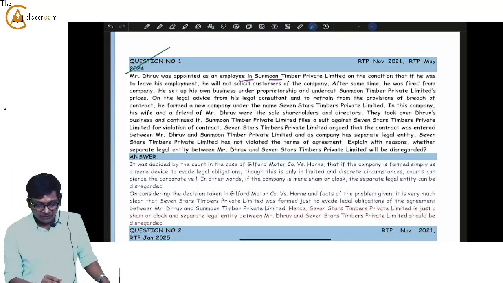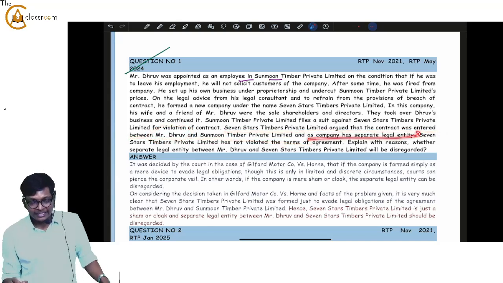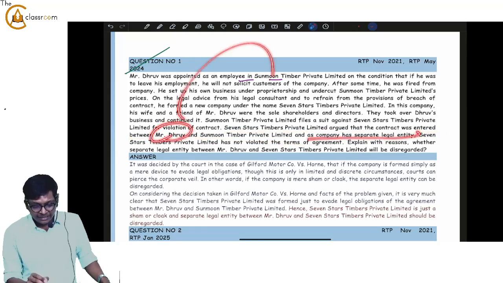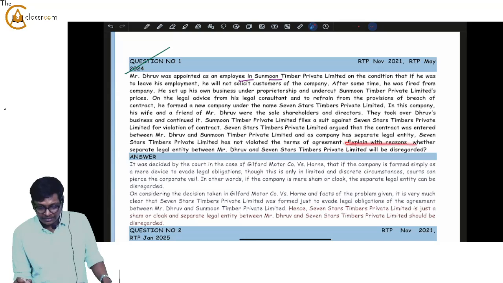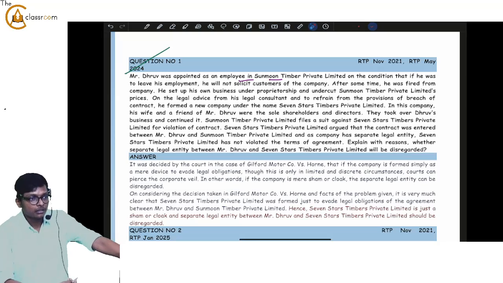Okay, they filed a case. Seven Stars Timber argued that the contract was entered between Dhruv and Sun Moon, but the company is a separate legal entity. So the condition applies to Dhruv, not to us; we are a company called Seven Stars. Explain with reasons whether the separate legal entity between Dhruv and Seven Stars will be disregarded. Who will win in this case?